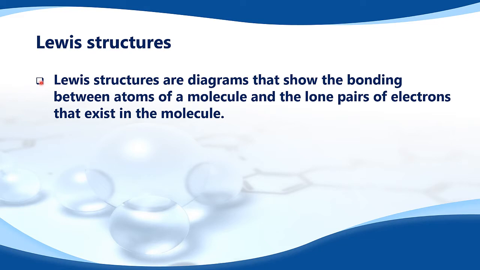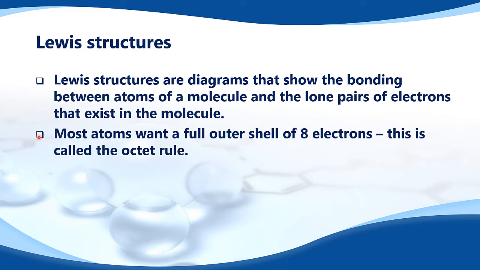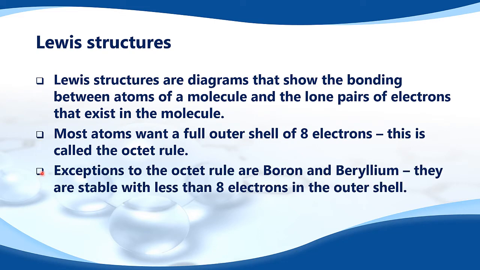In this video, we'll be looking at Lewis structures. Lewis structures are diagrams that show the bonding between atoms of a molecule and the lone pairs of electrons that exist in the molecule. Most atoms want a full outer shell of 8 electrons. This is called the octet rule.